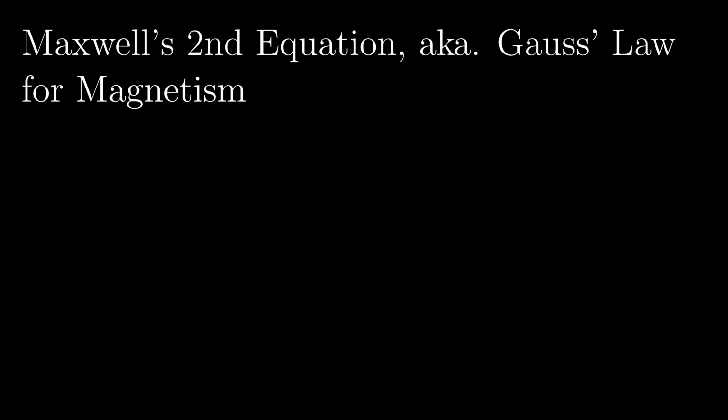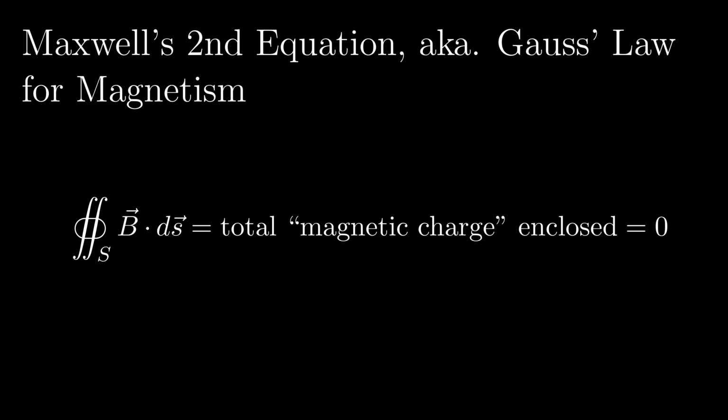Maxwell's equation number 2, also known as Gauss's law for magnetism. The idea is very similar to the first equation, but since the magnetic poles always exist in pairs, the total magnetic charge, if you want to call it so, enclosed by a surface would always be 0. This is because the number of north poles would be equal to the number of south poles. It is just like having equal number of positive and negative charges enclosed in the imaginary surface.